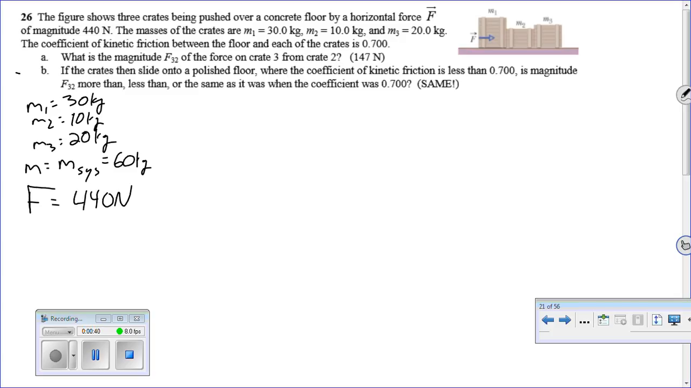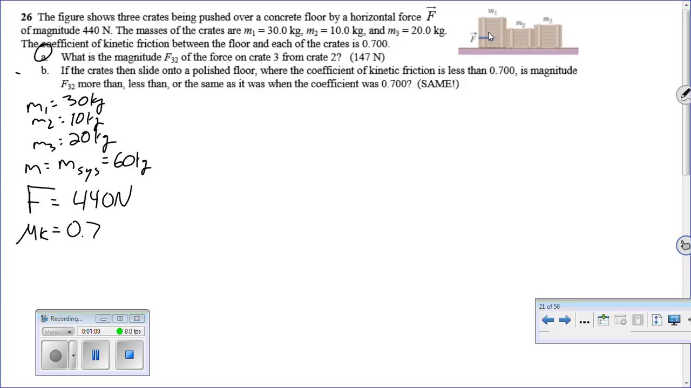All right, and then it tells us that the coefficient of kinetic friction is 0.7, and it wants us to find the magnitude of the force of crate 3 pushing backwards on crate 2. Okay, so that's sort of our goal. All right, so question A asks us to use these numbers and find it. Question B says, what if the coefficient of friction is less than 0.7? What would that force be?